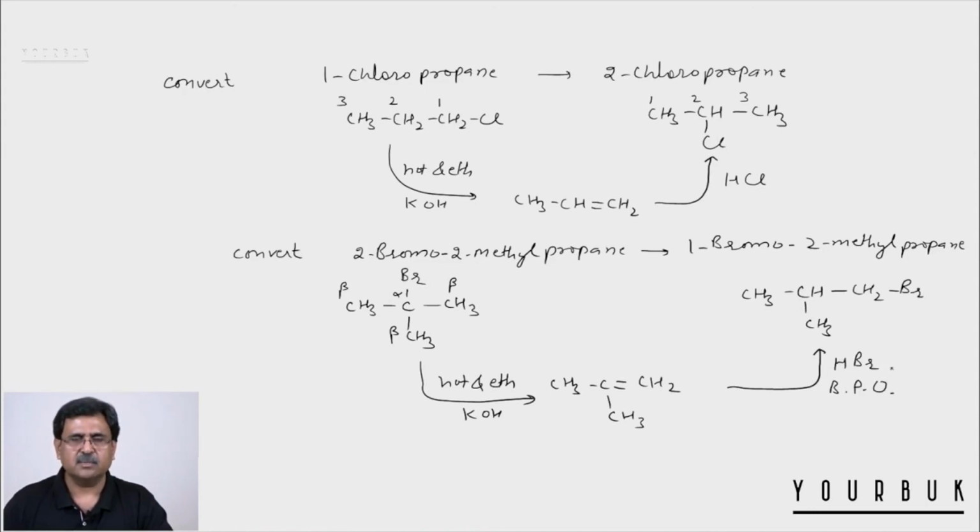So in the second step, you decide whether it is Markovnikov or anti-Markovnikov. But whenever you want to change the position, the reaction proceeds via alkene. So this is dehydrohalogenation. That's all for this video.